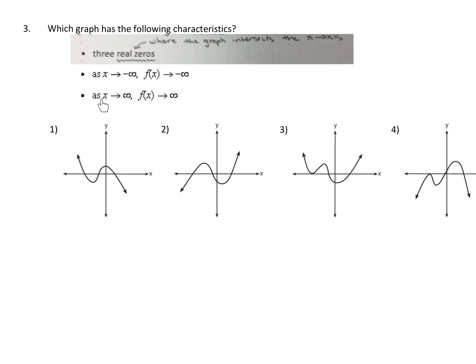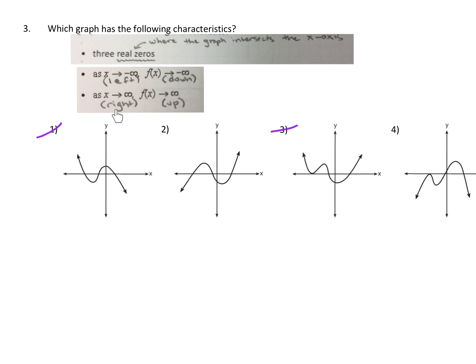So let's look at the end behavior with these next 2 characteristics. We know that as x approaches negative infinity means as we go to the left, now this f of x approaches negative infinity means the graph is going to go down. So if we look on the left-hand side, this one's going up, this one's going down, this one's going up, and this one's going down. So we can eliminate the 2 that are pointing up, because it says as we look on the left, it's going down. So it can't be choice 1 or 3.